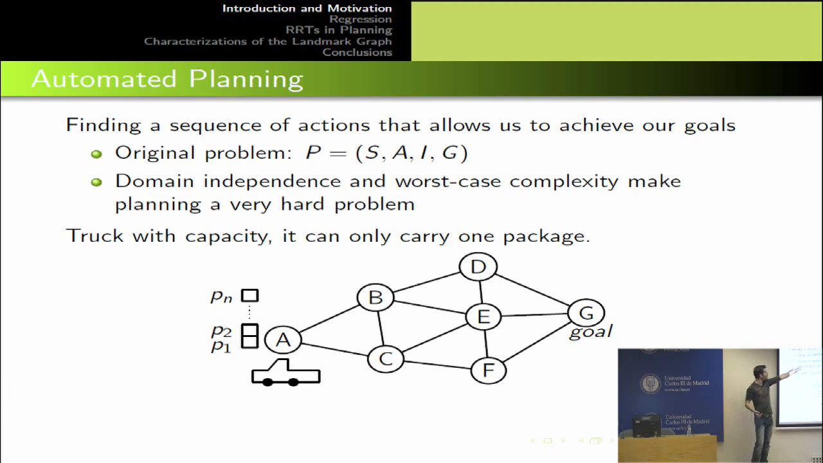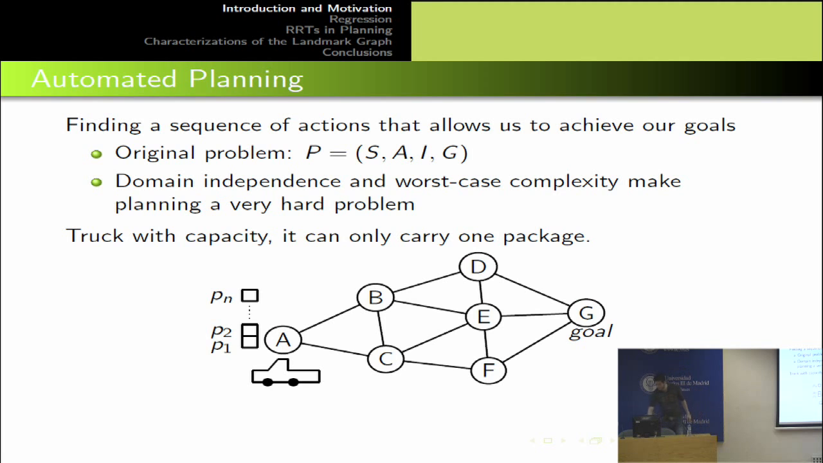So this is the formal definition of planning. It's a tuple with a set of propositions, the actions of a problem, the initial state, and the goals, right? So this is a small example of a typical planning task in which you have to load packages in the truck, then move the truck to G, and then unload all the packages, right? So that's a sequence of actions that can be parallel, that may not be able to be parallelized, whatever.